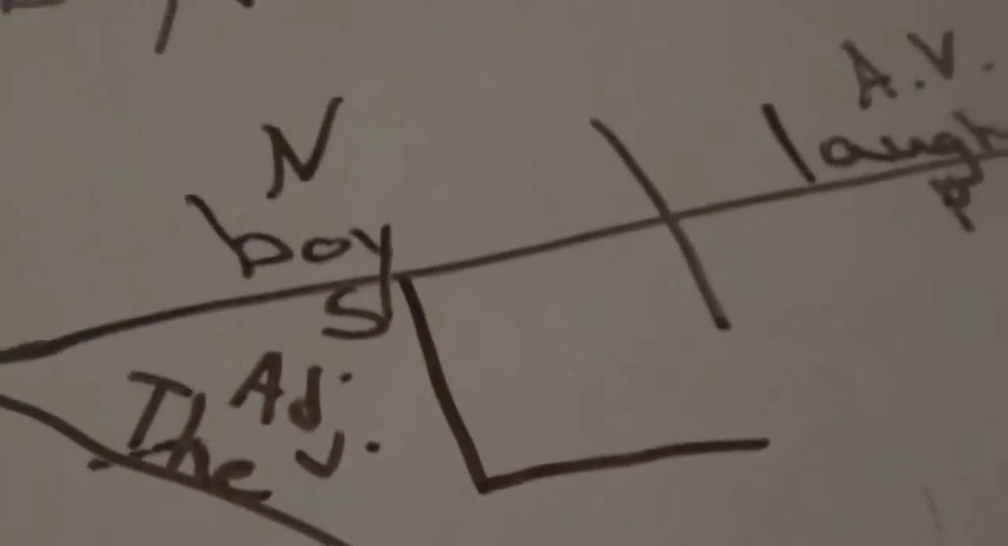Or what does in my class modify? It doesn't say the boy laughed in my class. There it would modify laughed. Laughed where? In my class. It's the boy in my class. So it modifies boy. So here is our prepositional phrase. In class. So we have in as the preposition, class is the object of the preposition.